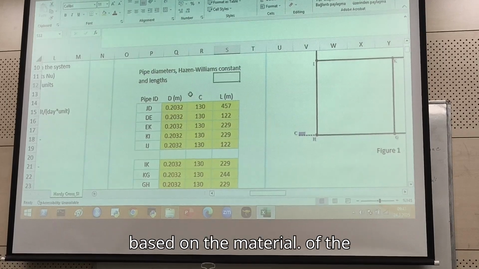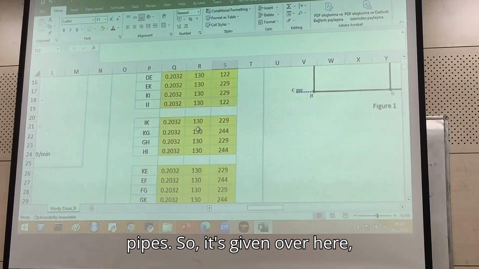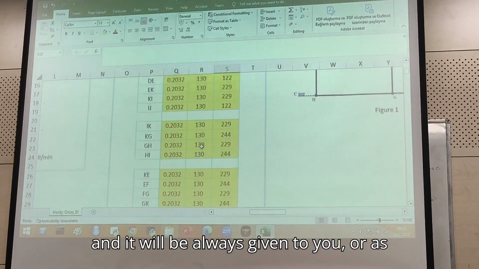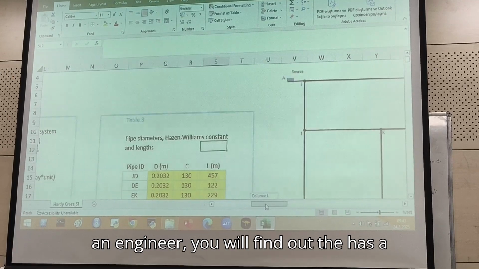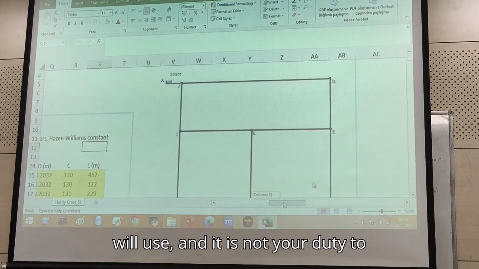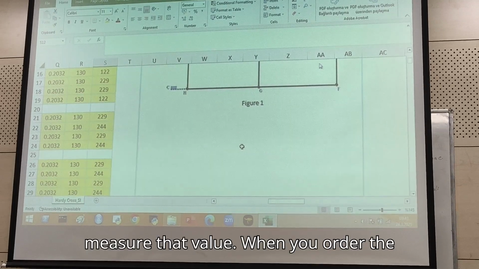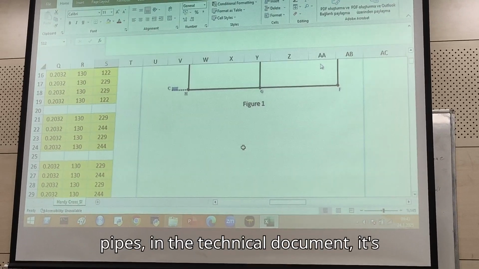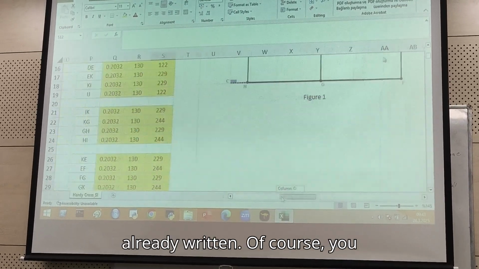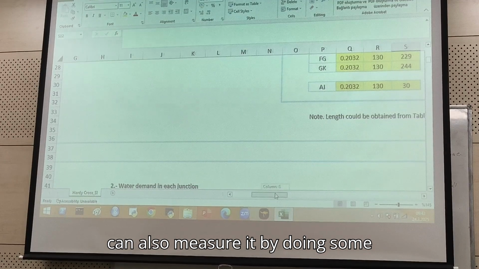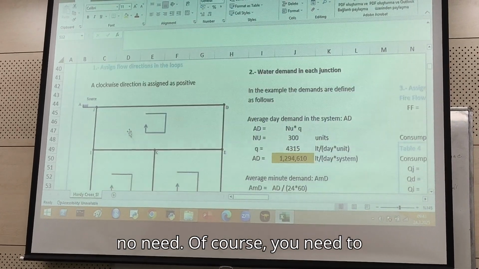They are based on the material of the pipes. So it's given over here, and it will always be given to you, or as an engineer you will find out the Hazen-Williams coefficient of the pipes you will use, and it is not your duty to measure that value. When you order the pipes, it's already written in the technical documents. Of course you can also measure it by doing some experiments, but there is no need.